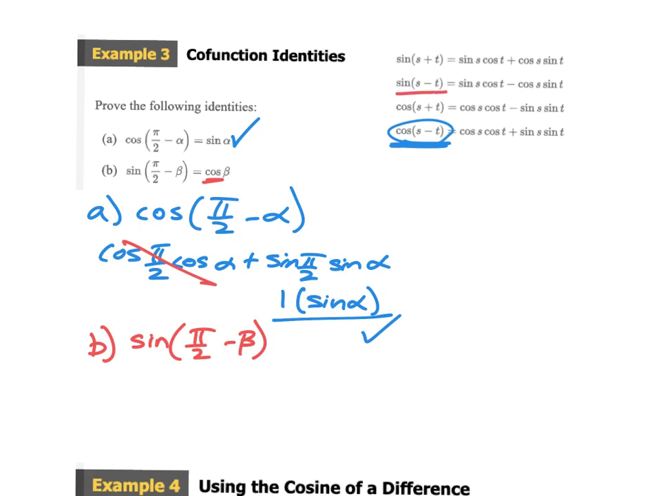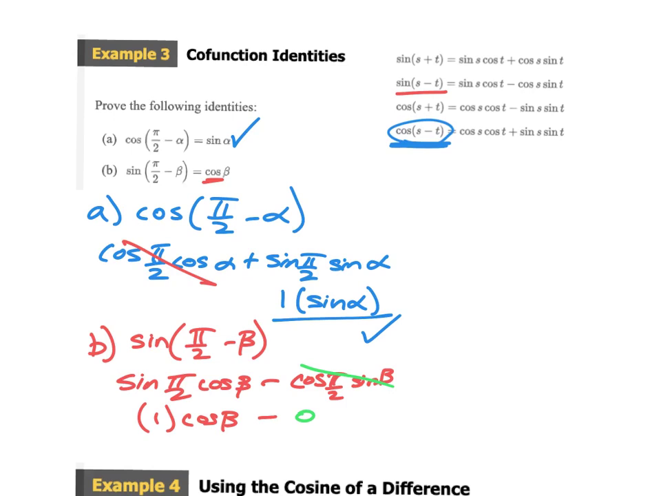Well, according to our sine rule, when we're subtracting two angles, this equals sine of pi over 2 cosine beta minus cosine pi over 2 sine beta. Well, sine of pi over 2 is 1, so this is just cosine beta. And cosine of pi over 2 is 0. So once again, that cancels. And then notice that we get 0 here. And I end up getting cosine beta. So another check mark.